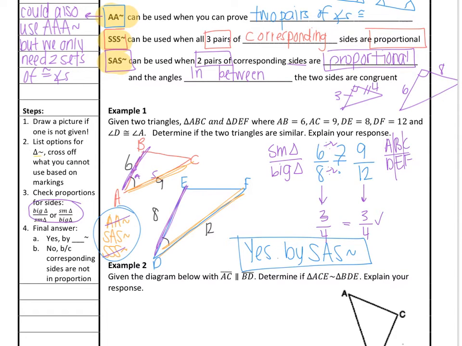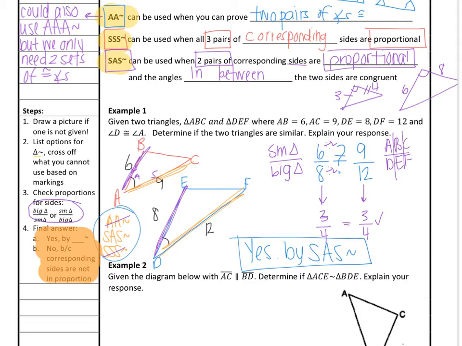Notice that over here it says that yes by blah blah blah for your final answer and no because corresponding sides are not in proportion. So if it's a yes, you just say the similarity option. If it's a no, you have to say because the corresponding sides are not in proportion. If you haven't already highlighted that, please do.